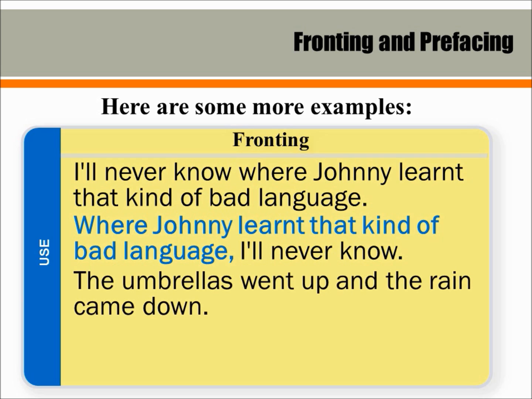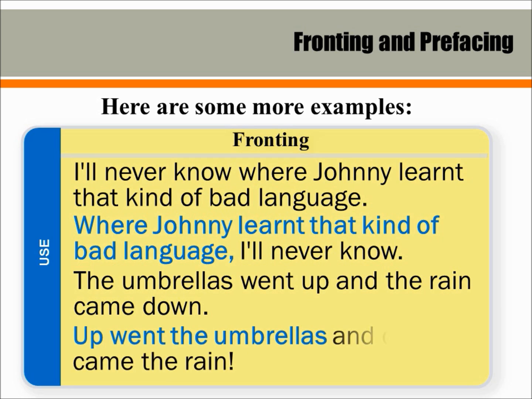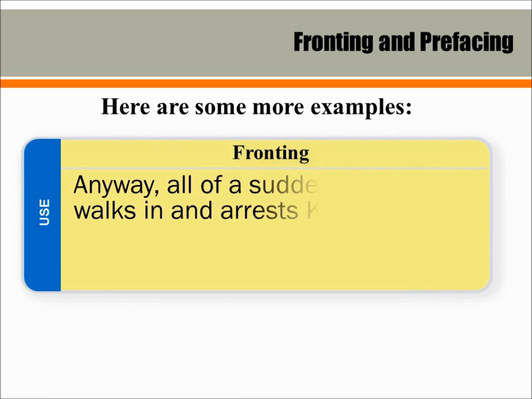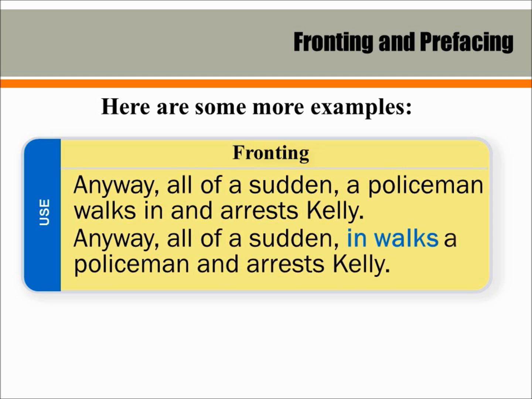Here's another example. The umbrellas went up and the rain came down. Up went the umbrellas and down came the rain. Again, used for dramatic effect is the following. Normal structure: anyway, all of a sudden a policeman walks in and arrests Kelly. With fronting: anyway, all of a sudden in walks a policeman and arrests Kelly. Again, note the heavy sentence stress on the word in.